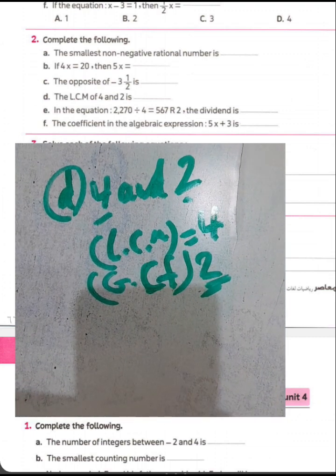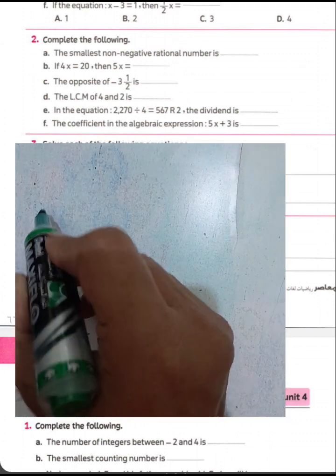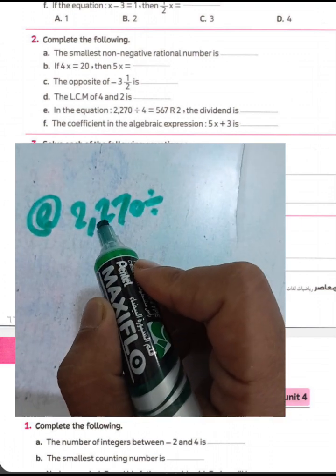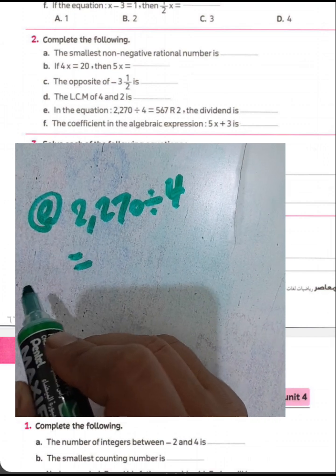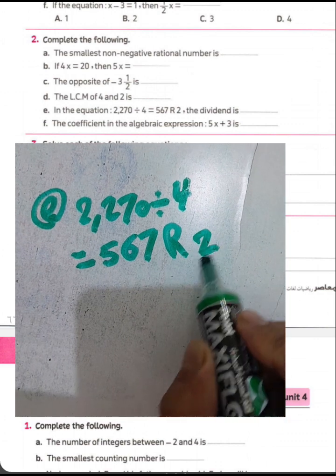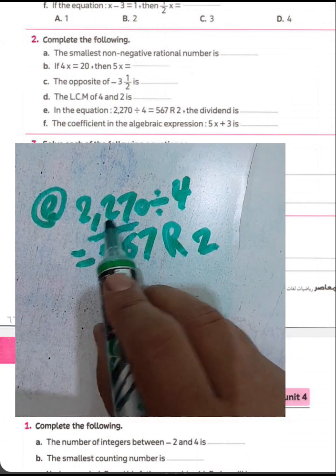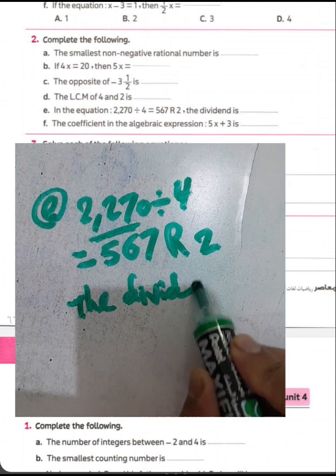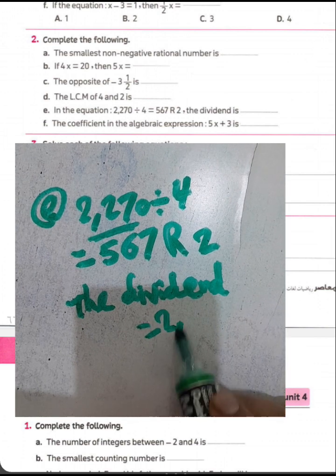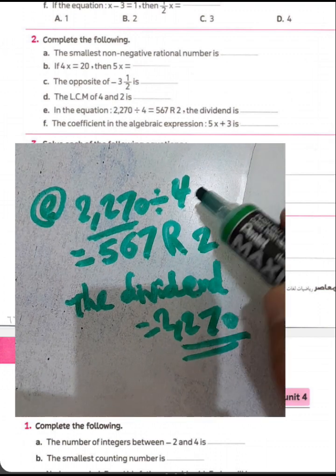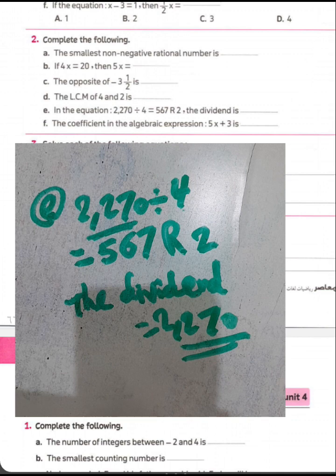Question letter E. He asked about the dividend in this equation: 2270 divided by 4 equals 567, and the remainder 2. He asked about the dividend, which will be 2270. We call 2270 the dividend, 4 the divisor, and 567 the quotient.